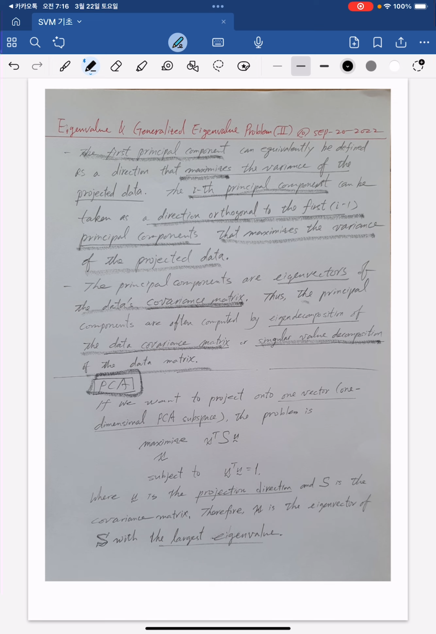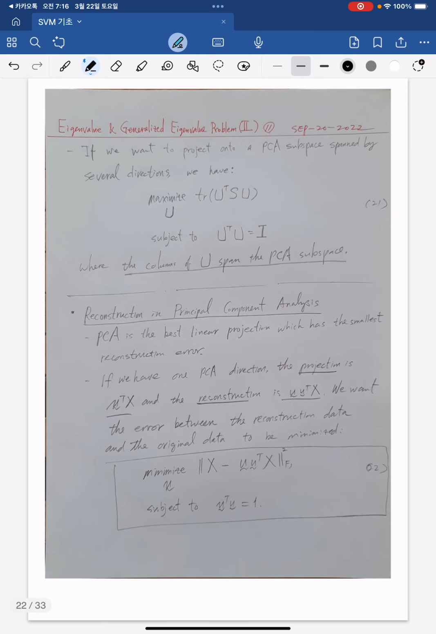자, PCA로 돌아와서. If you want to project onto one vector, a one-dimensional PCA subspace, the problem is maximize U transpose S U subject to U transpose U, 크기가 1이다. U is the projection direction and S is the covariance matrix. Therefore, U is the eigenvector of S with the largest eigenvalue. If we want to project onto a PCA subspace spanned by several directions, 이때는 we maximize the trace of U transpose S U, subject to U transpose U equal to identity, where the columns of U span the PCA subspace.